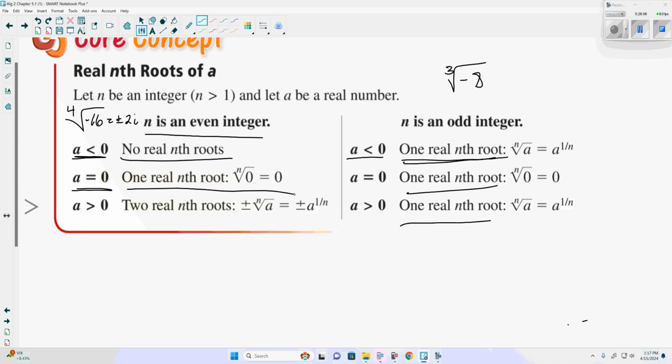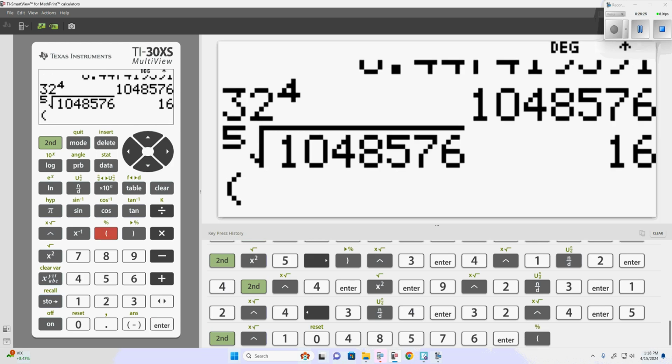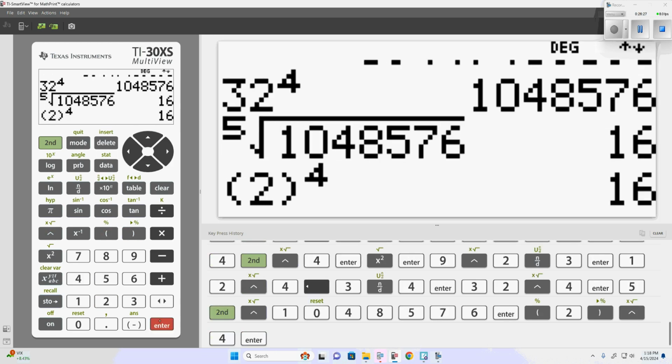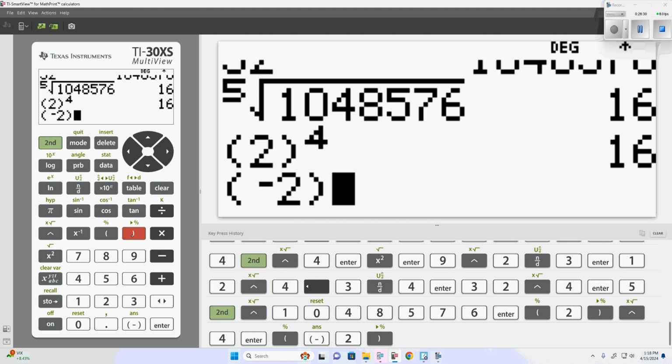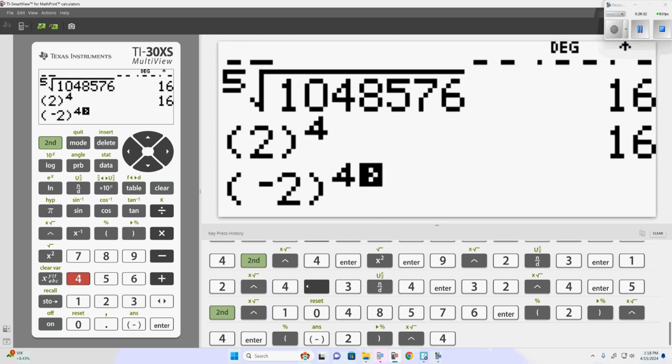And if a is greater than 0, a is a positive number, we have two real roots. We have to add that plus or minus. Because if we looked at the 4th root of 16, we do have plus or minus 2, because 2 to the 4th is 16. Negative 2 to the 4th is also 16.